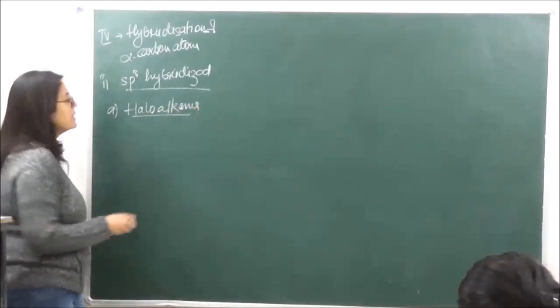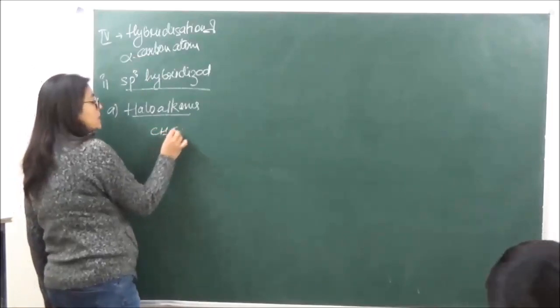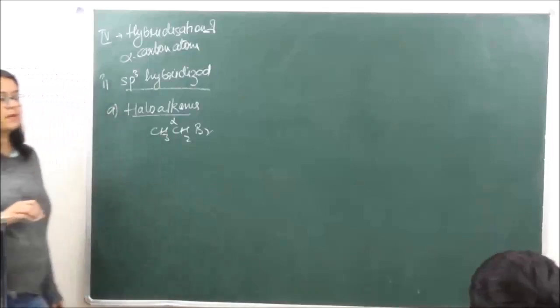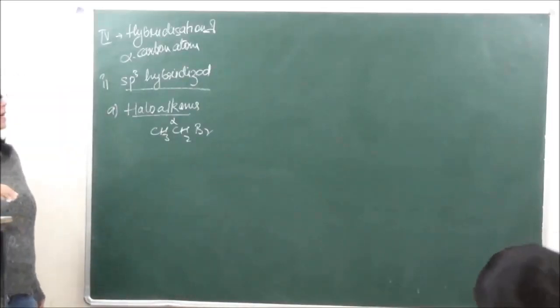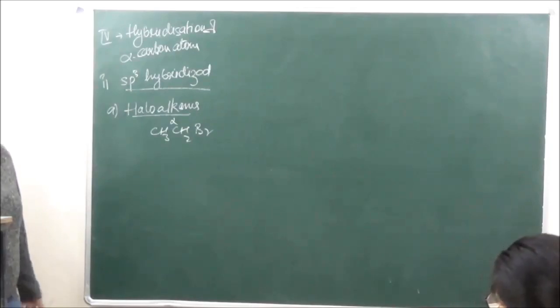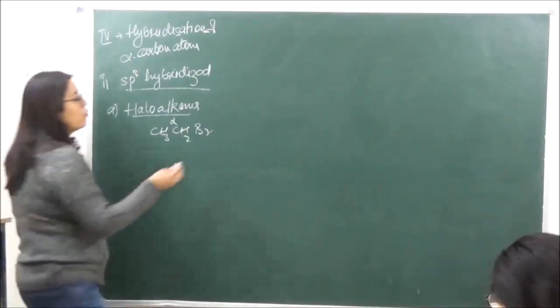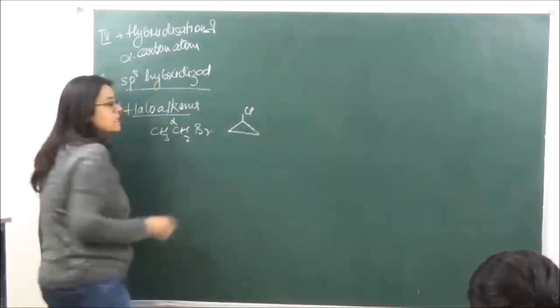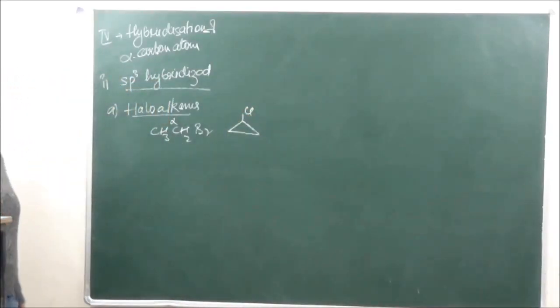Normal haloalkanes means we have CH3, CH2, Br. So this is the alpha carbon atom, and the hybridization is going to be sp3. Okay? Then these are also known as alkyl halides. So if you take a cyclic compound for that matter, like this, it is also going to be a haloalkane, chlorocyclopropane. ठीक है? Is it clear?